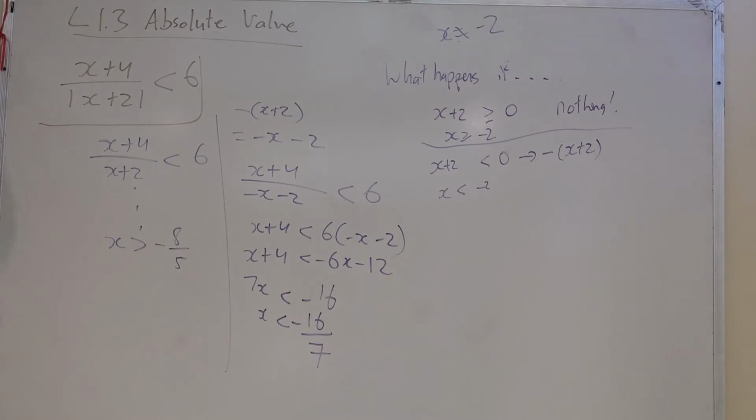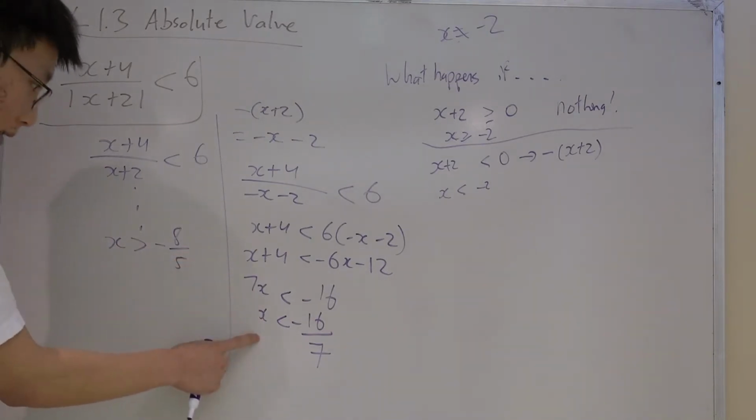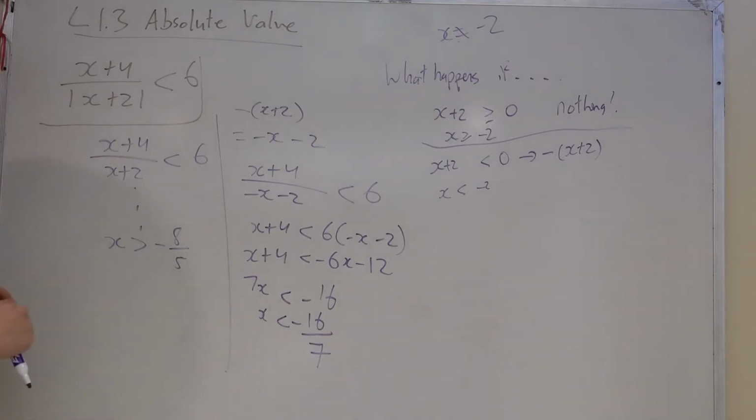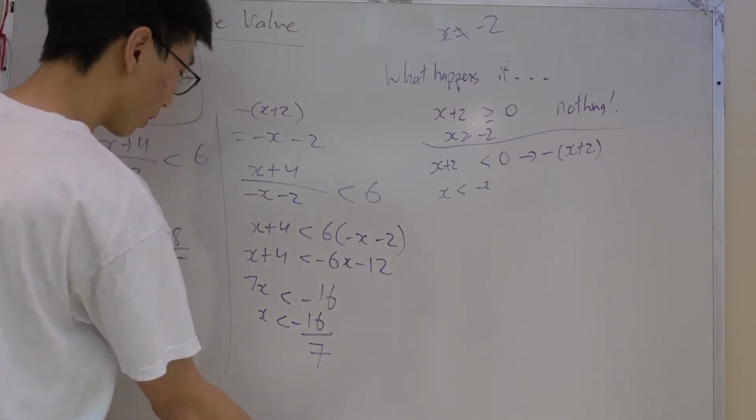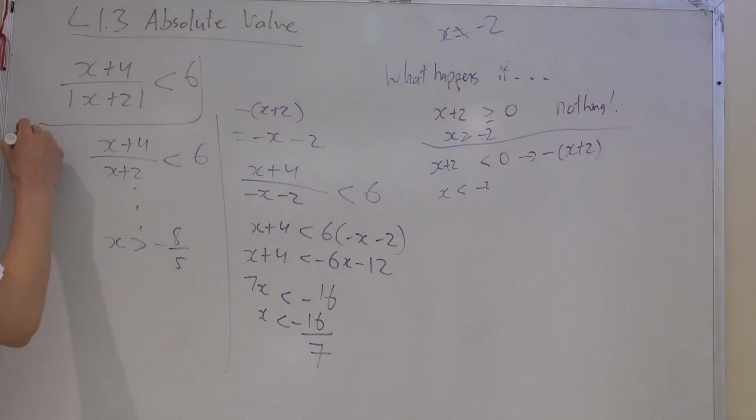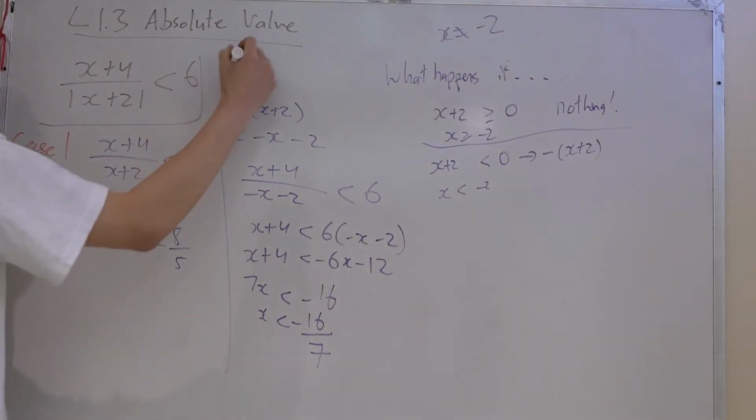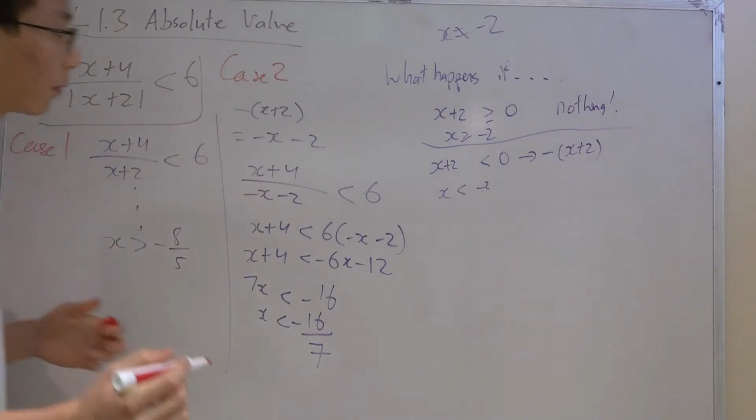Okay, so what do we have? We have two conditions, right? We have that x is either greater than negative 8 over 5, or x is less than negative 16 over 7. Let me just be super explicit about what happened. So this is like case 1, and this is case 2.